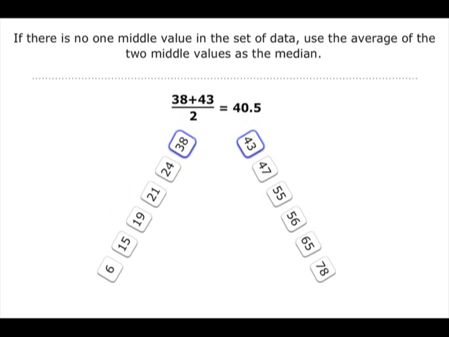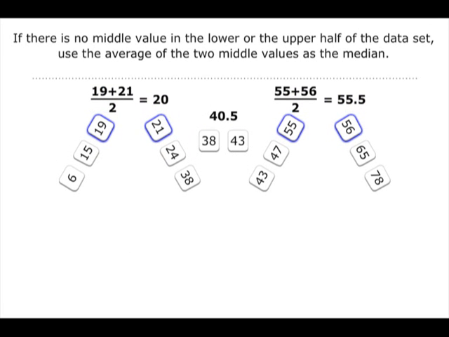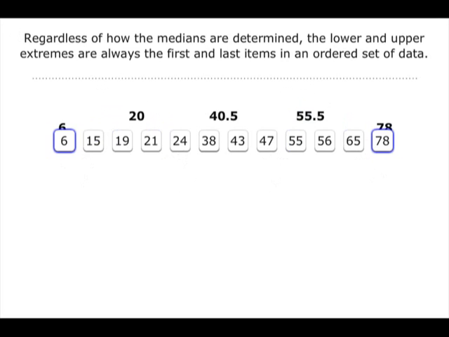If there is no middle value in the set of data, use the average of the two middle values as the median. If there is no middle value in the lower or upper half of the dataset, use the average of the two middle values as the median. Regardless of how the medians are determined, the lower and upper extremes are always the first and last items in an ordered set of data.